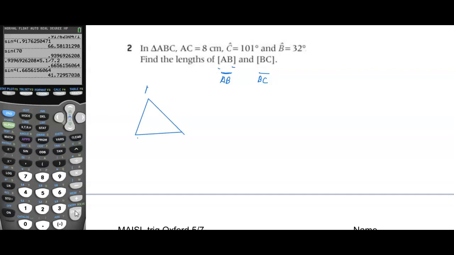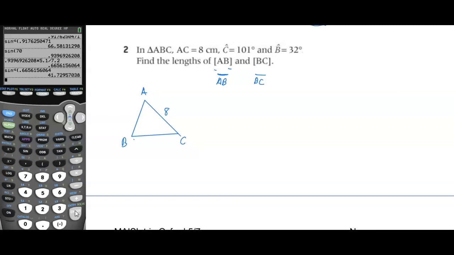So we got A, B, C. AC is 8. Angle C is 101. Angle B is 32. And we're going to find the lengths AB.